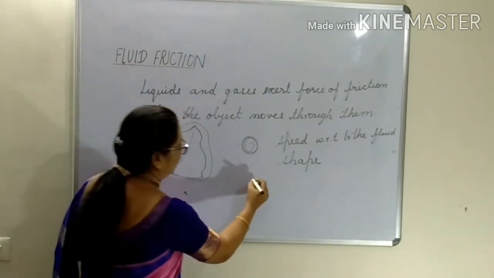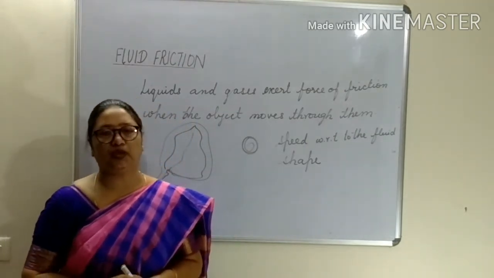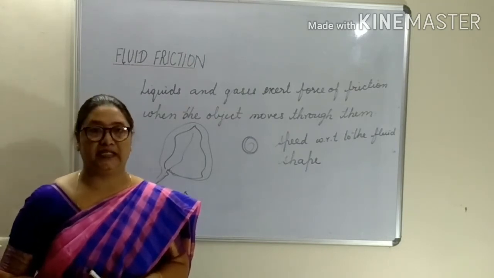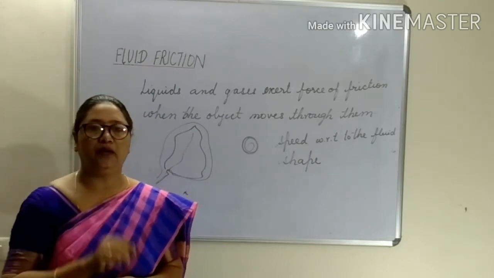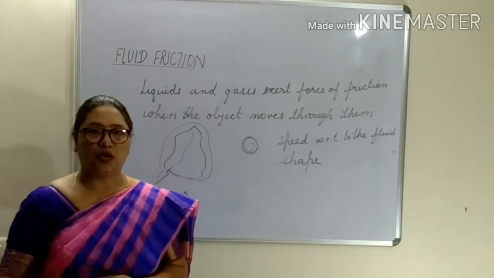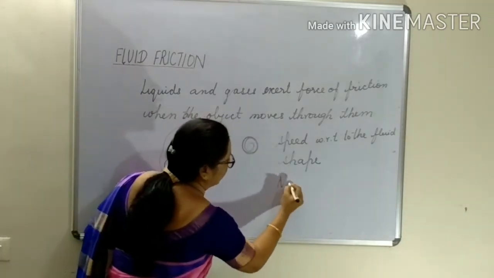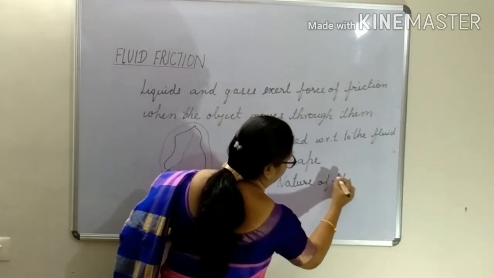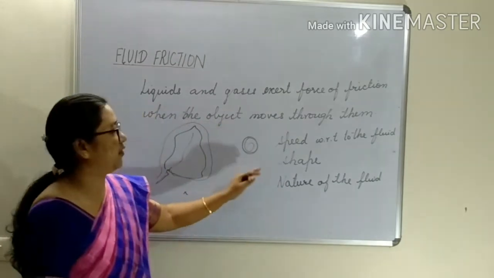Now take another example. The water moves very smoothly in a hose pipe as compared to grease, because the viscosity of grease is very high compared to water. The grease is denser than water. So we can say that fluid friction depends on the nature of the fluid. So on these three factors fluid friction depends.